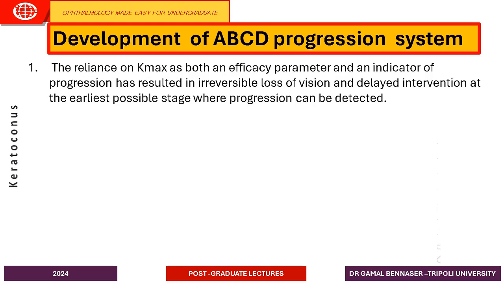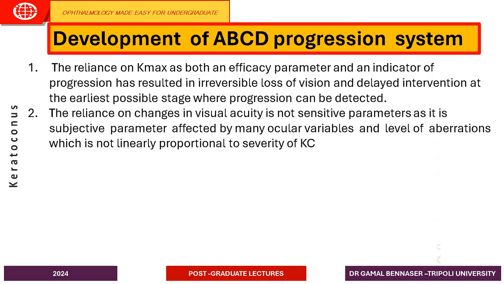Because it is relying mainly on the Kmax, which is a poor indicator for progression, since by that time, advancement in the disease will take place before any minor changes in the anterior surface of the cornea, because the Kmax mainly represents the changes in the anterior surface of the cornea.